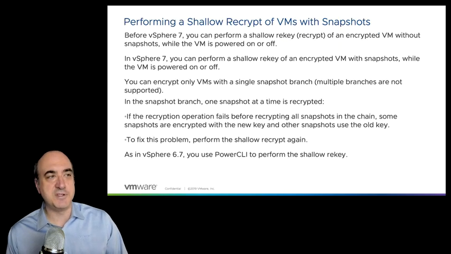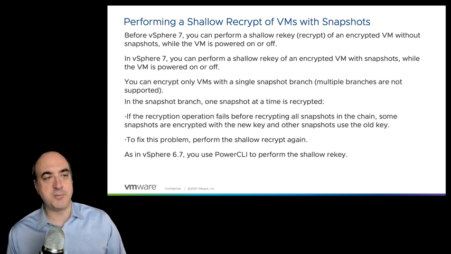And you have this ability now in vSphere 7 to do a shallow recrypt of VMs with a snapshot. We didn't have that capability in the past. Before vSphere 7, you could perform a shallow rekey while the VM was on or off, but now with vSphere 7, you can perform a shallow rekey of an encrypted VM while it actually has snapshots. You do have to make sure that the VM has only a single snapshot branch. Multiple branches of snapshots are not supported.